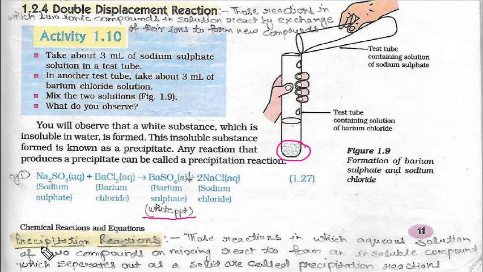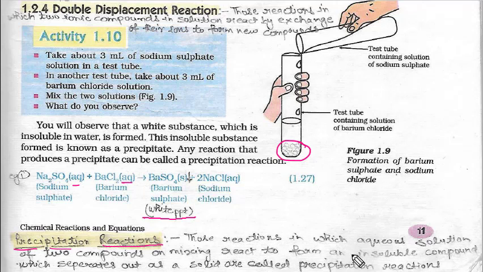and it will separate out as a solid. So now the question is, what are precipitation reactions? Those reactions in which aqueous solutions of two compounds, you can see here, these are both aqueous solutions of sodium sulfate and barium chloride. So we have taken the aqueous solution of two compounds. On mixing, they react to form an insoluble compound. Which is that insoluble compound? Which is barium sulfate, which separates out as a solid because it is a precipitate.